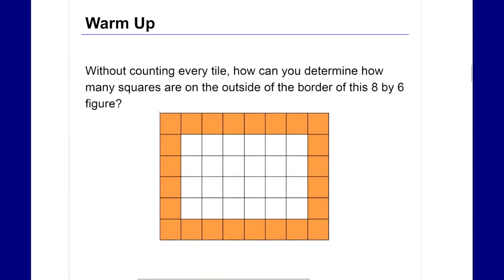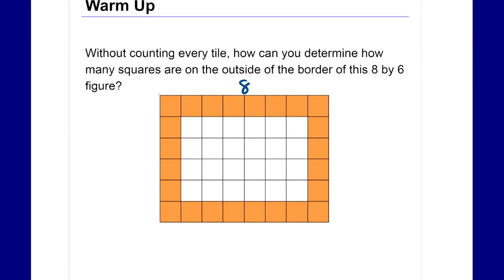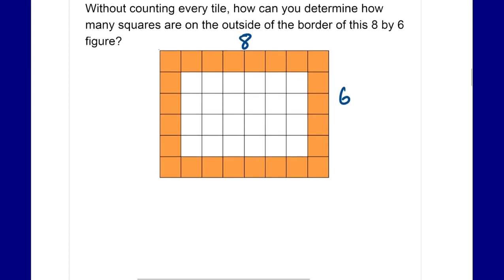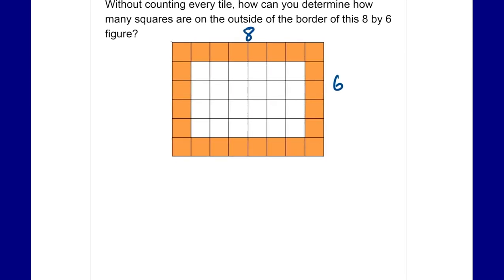Another warm-up is the same idea, moving on to an 8 by 6. So we'll go through this one together, without counting every tile. So one way that you could do this is say, okay, well, the whole shape is 8 by 6. So there's 8 by 6, that's how many tiles there are as a whole. Now, the inside, just by looking at it, it's 2 tiles less, one on either side.